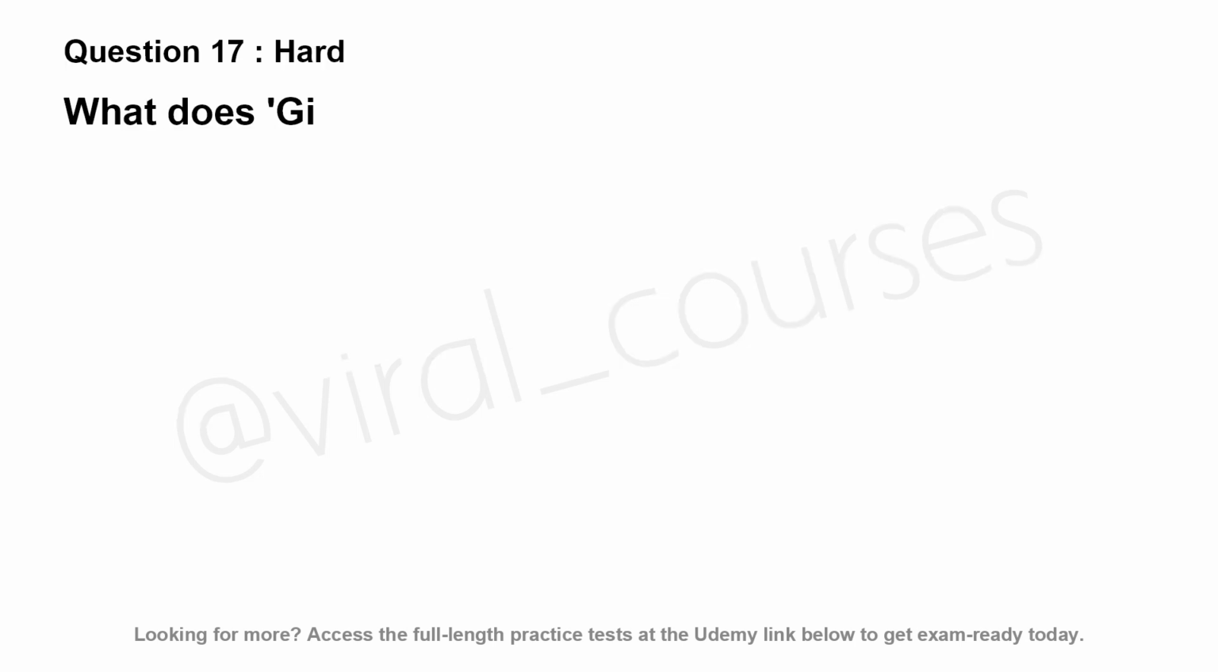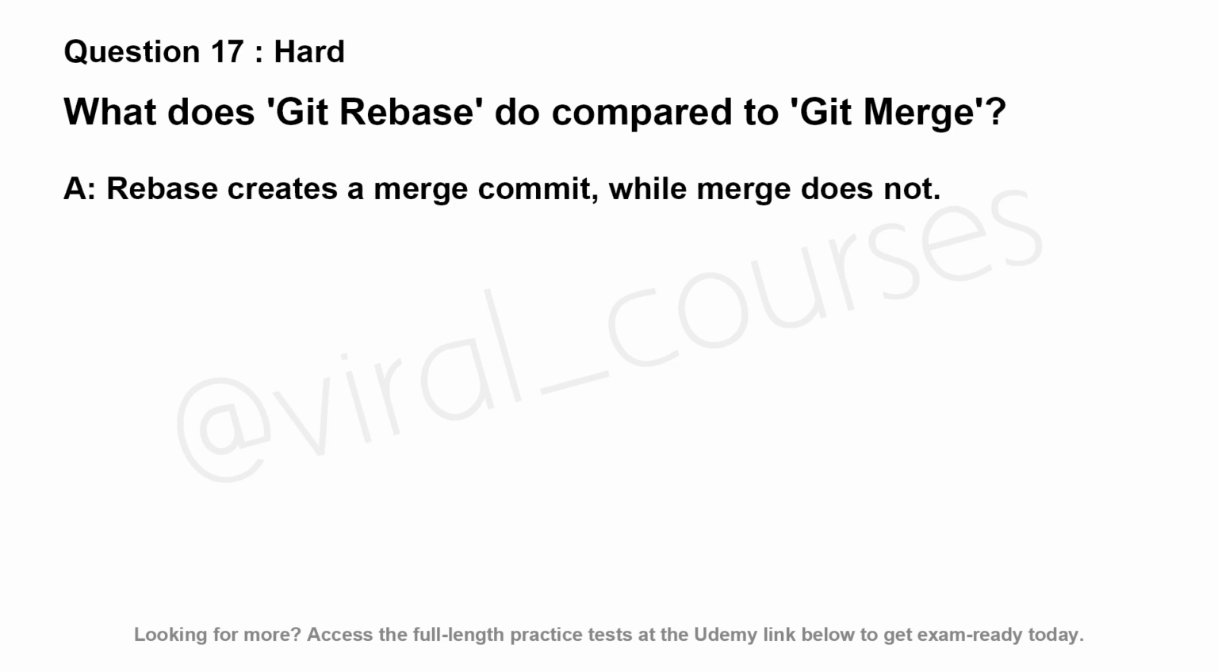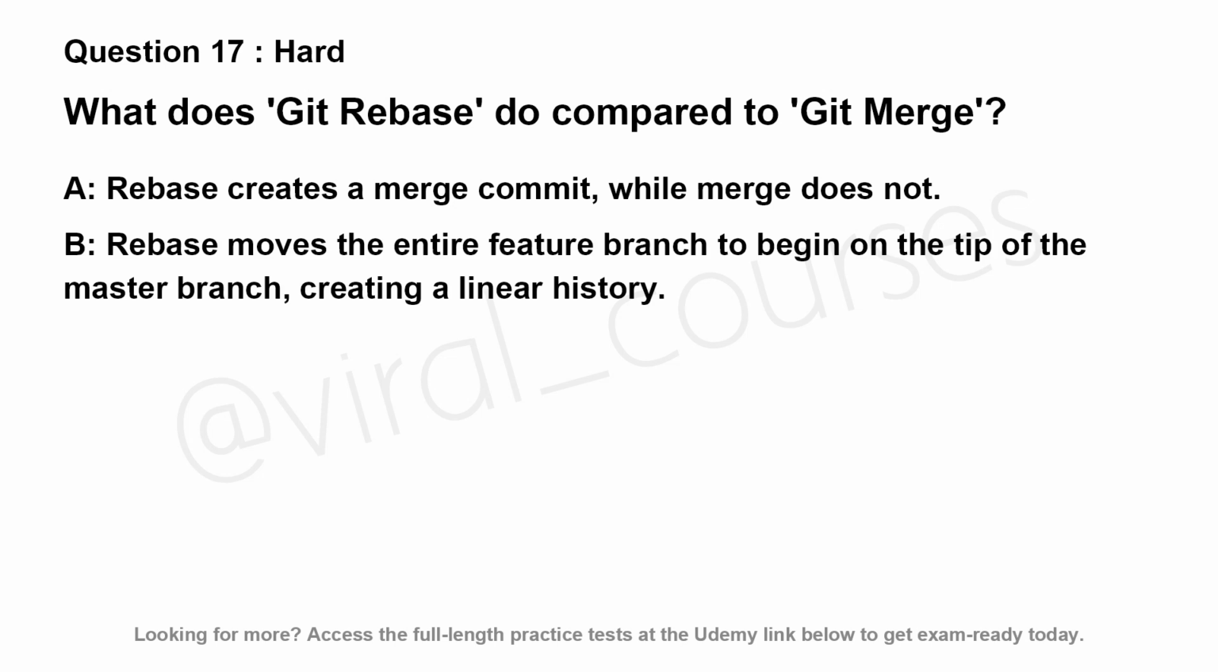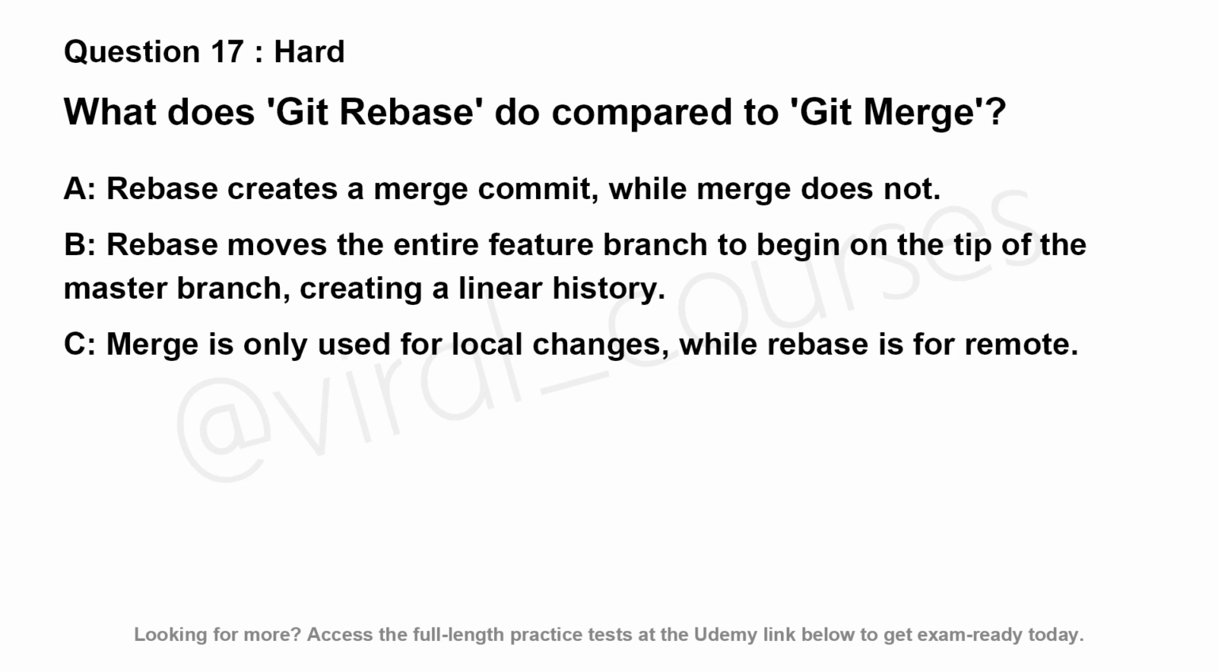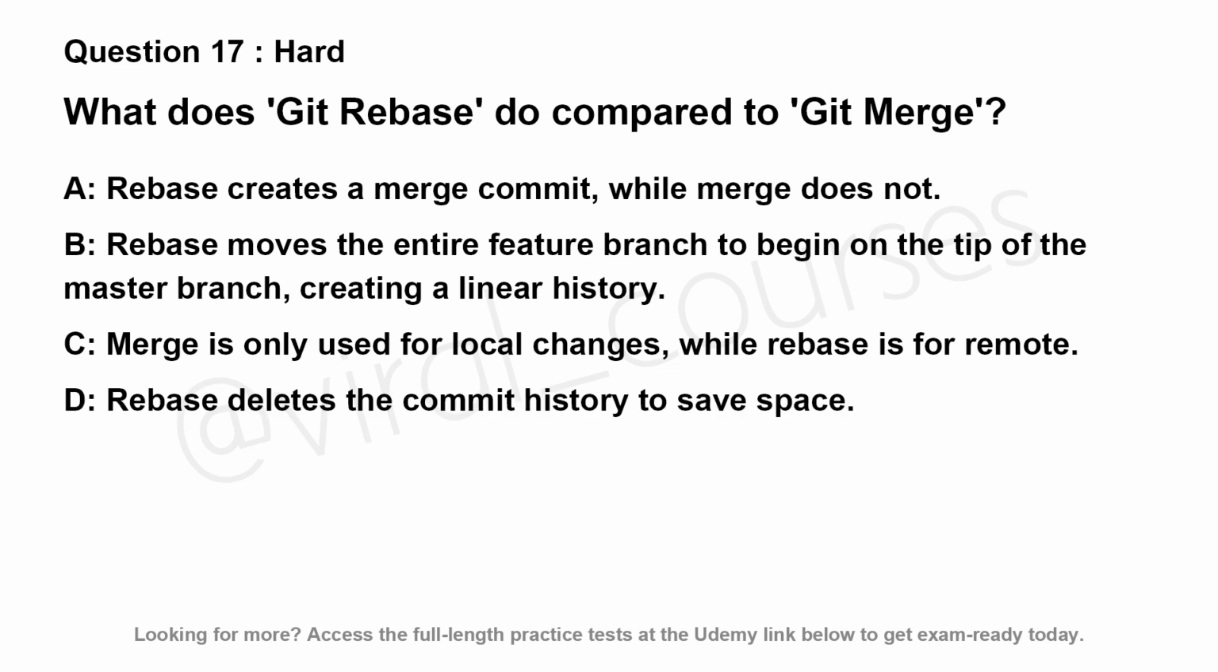What does git rebase do compared to git merge? Option A. Rebase creates a merge commit, while merge does not. Option B. Rebase moves the entire feature branch to begin on the tip of the master branch, creating a linear history. Option C. Merge is only used for local changes, while rebase is for remote. Option D. Rebase deletes the commit history to save space.